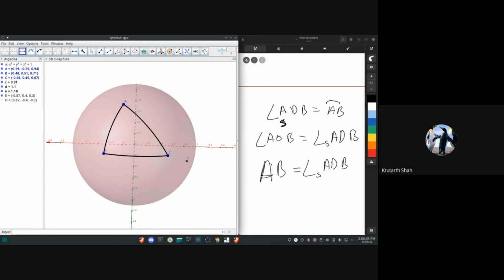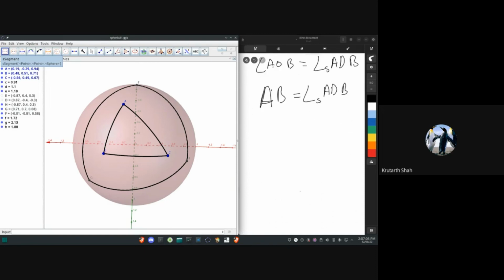and then we take the pole of BC on the same side as A, which is F, and the pole of AC on the same side as B. So this triangle is called the polar triangle of ABC. Sorry, the polar triangle of ABC is FGH.